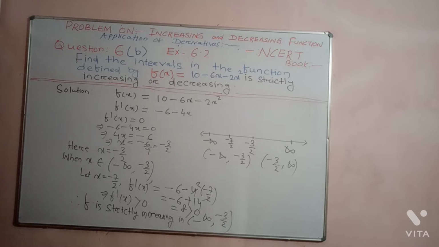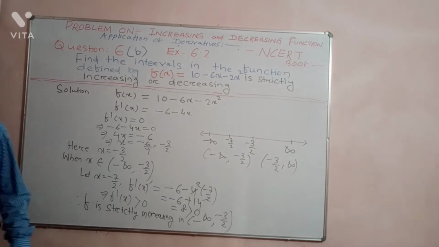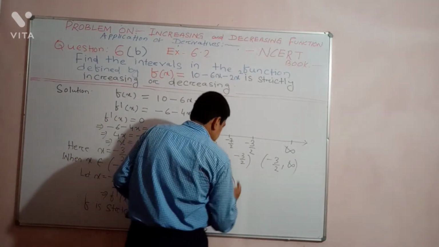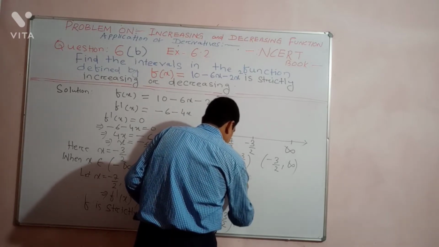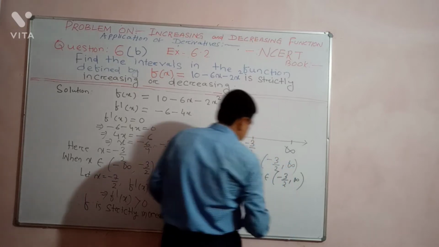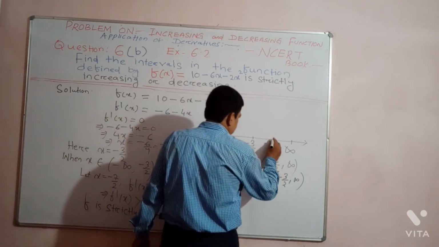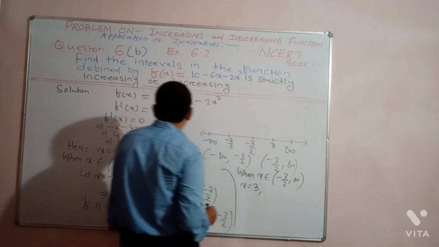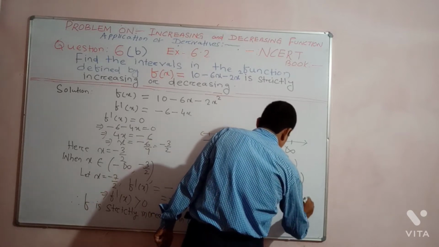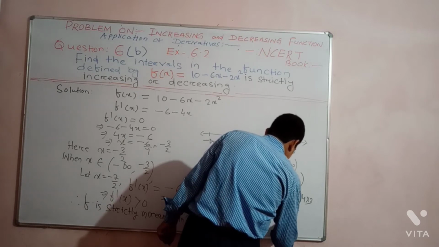Similarly, coming to the next interval, when x lies in (-3/2, ∞), let's take a value, suppose x = 3, which lies between -3/2 and infinity. Then f'(x) = -6 - 4 × 3 = -6 - 12 = -18, which is less than 0.